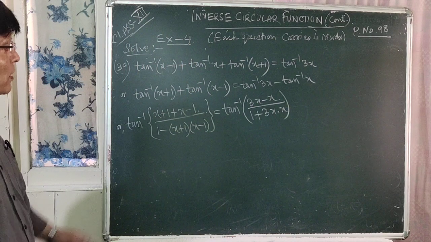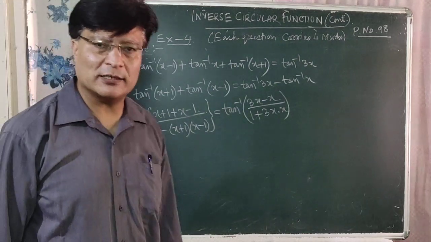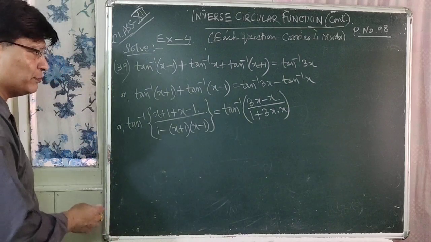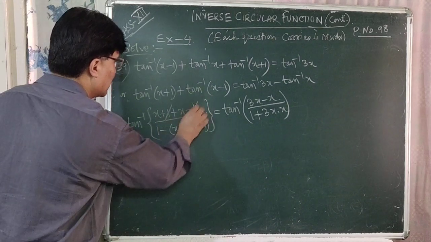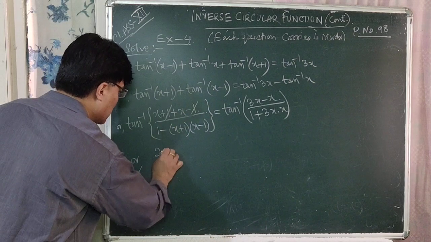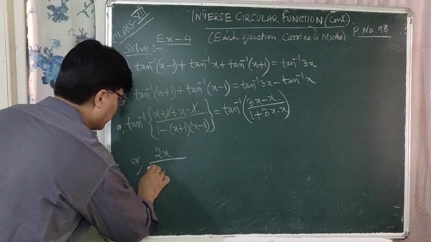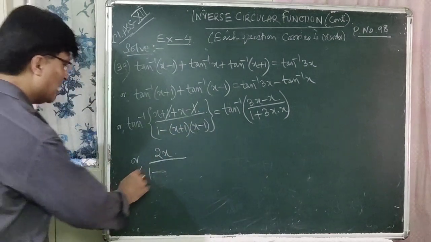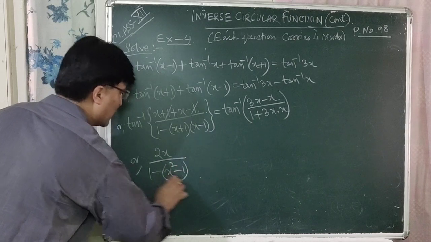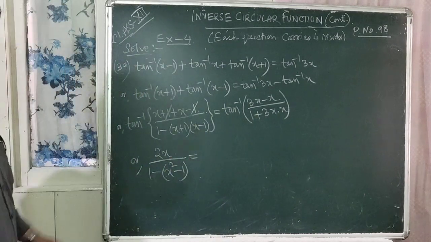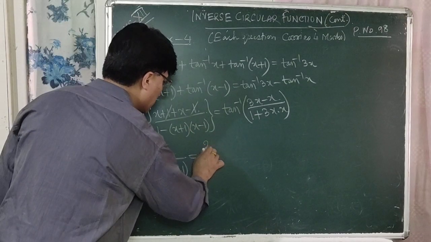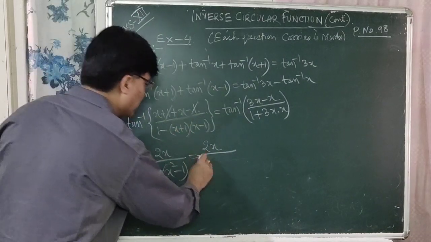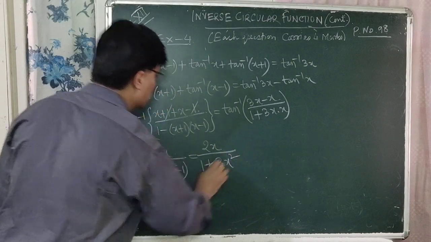Is that clear? From both the sides, what can we cancel? Tan inverse. That means you don't have to write tan inverse in the next step. Okay? Plus 1 minus 1 gets cancelled. x plus x is 2x divided by 1 minus, this is (a plus b) into (a minus b). What is (a plus b) into (a minus b)? a square minus b square. But here it is x square minus 1, which is equal to, what is 3x minus x? 2x divided by 1 plus this is 3x square.